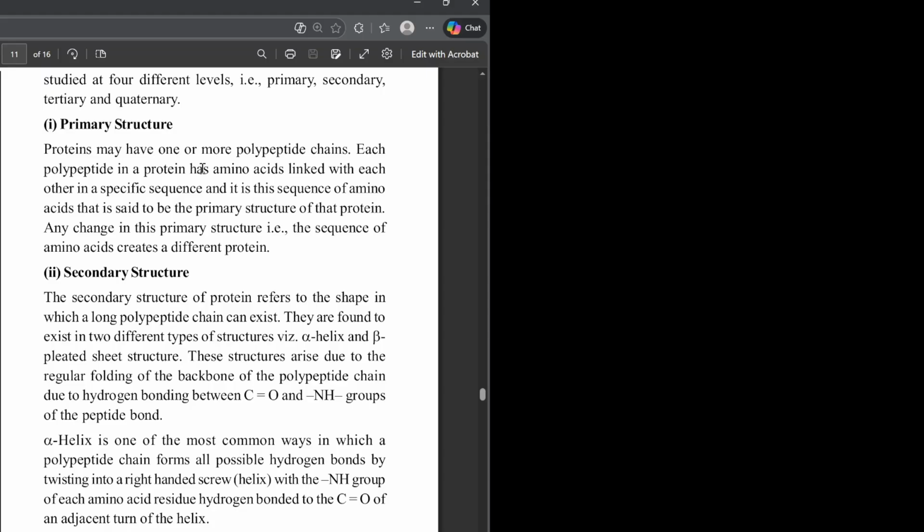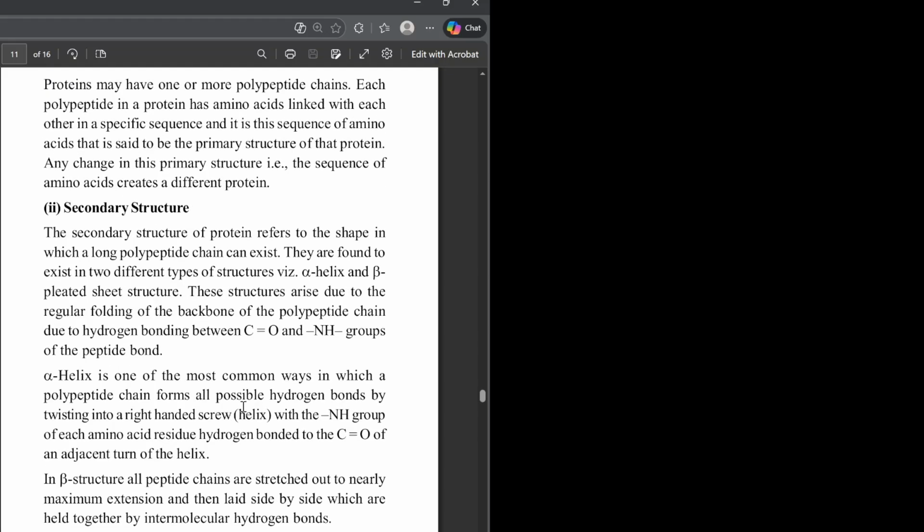Primary structure can be one or more polypeptide chains linked in a straight chain manner. These are a sequence of amino acids, and this is the primary structure of proteins. Any change in this primary structure can lead to a change in the sequence of amino acids.